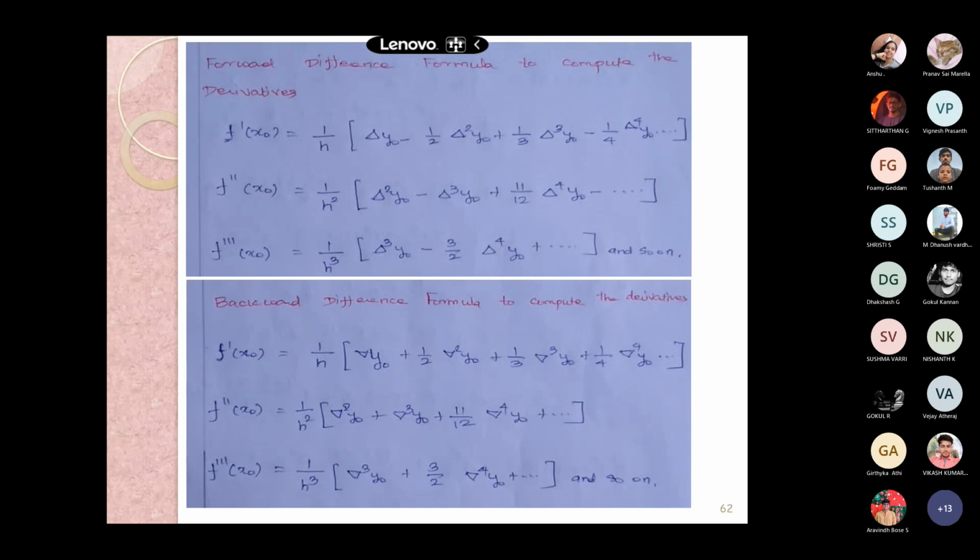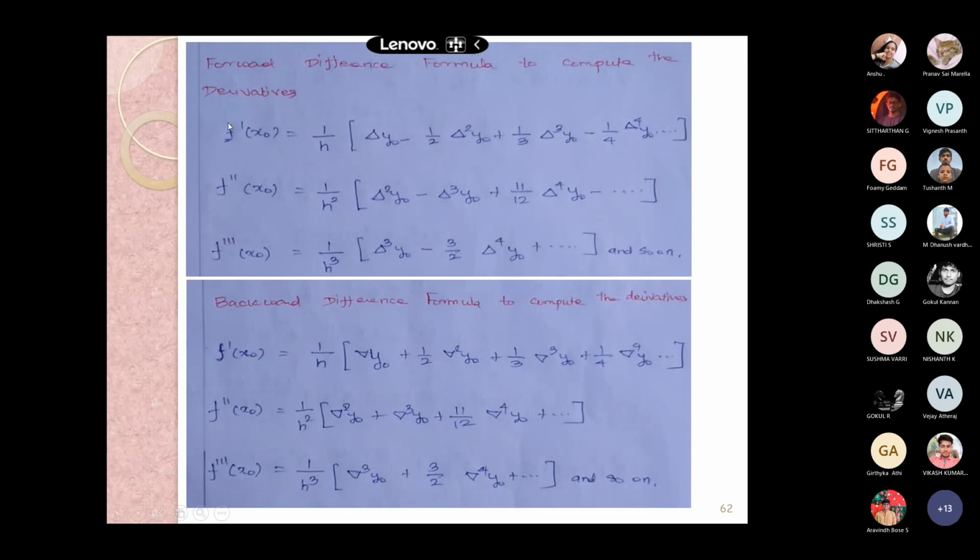The coefficients are the same, but the symbol for backward difference is positive for all the coefficients, and instead of delta we are going to use del. The coefficients are the same. The way in which you can remember this is minus 1 by 2 plus 1 by 3 and minus 1 by 4, right? Minus 1 by 2 plus 1 by 3 minus 1 by 4.